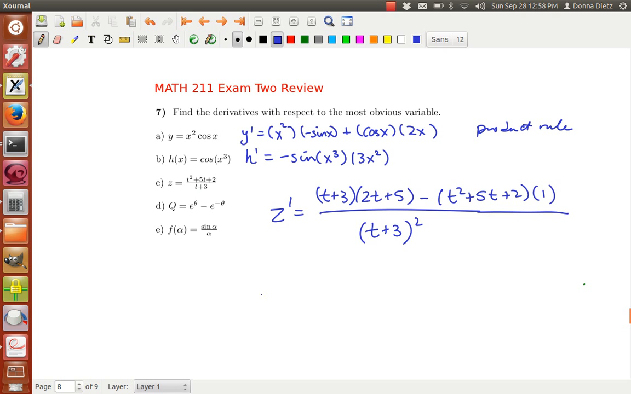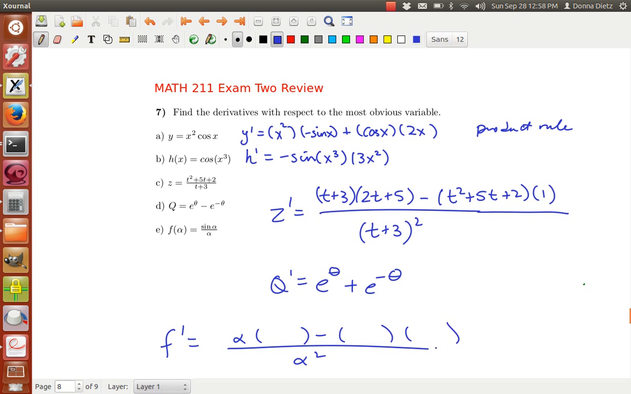Okay, and E is, oh, I'm sorry, Q. We forgot Q. Theta must be the variable, so there we go. Alright, F prime is going to be this quotient rule, bottom times the derivative of the top minus top times the derivative of the bottom. Okay, derivative of the top, sine, cosine, and then top, derivative of the bottom. Just leave it like that.